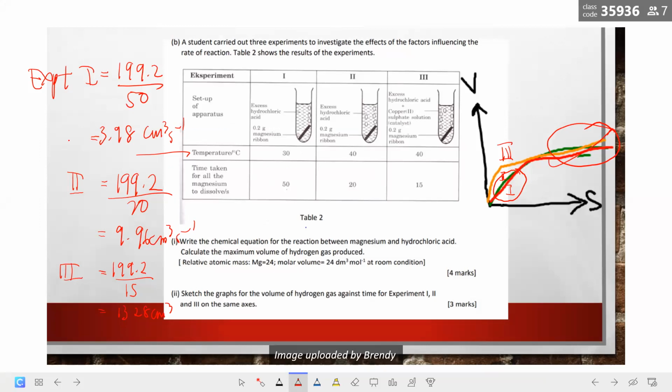Mukni, do you remember collision theory for temperature?